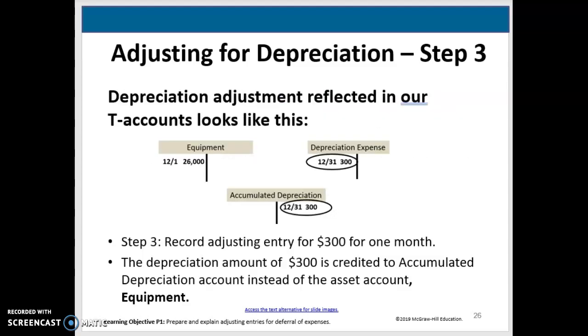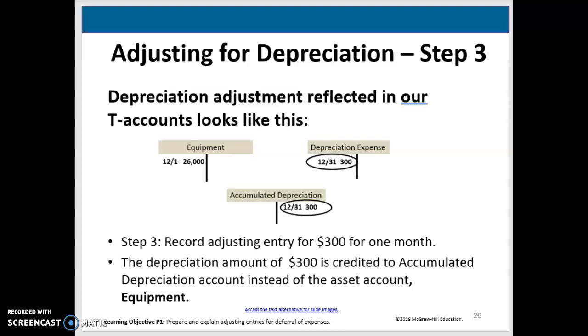So our next one, step 3, is to record the adjusting entry. The nice thing for depreciation is the entry is the same every single time. So you always are going to debit depreciation expense. You're always going to credit accumulated depreciation. Accumulated depreciation is exactly that. It's what we call a contra account. So it's called a contra asset account. That means it has the opposite normal balance of an asset account.